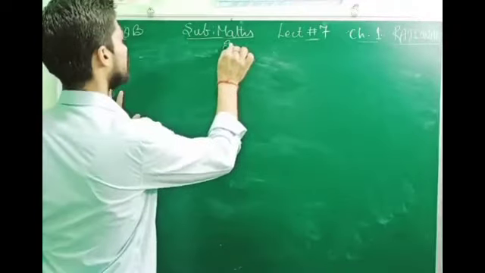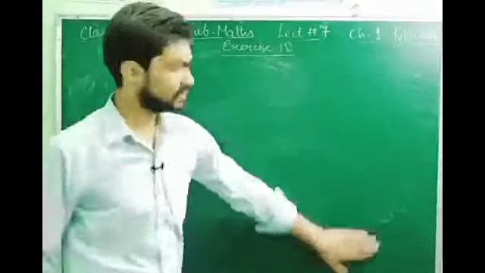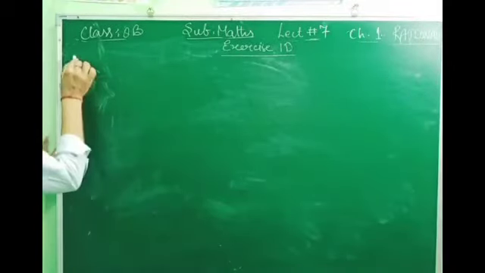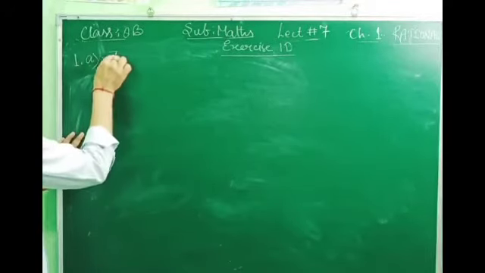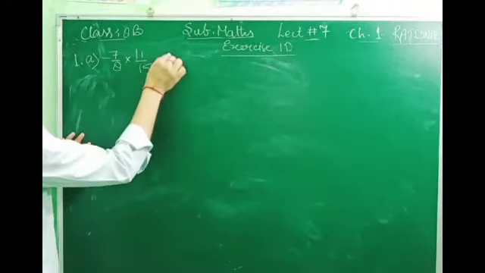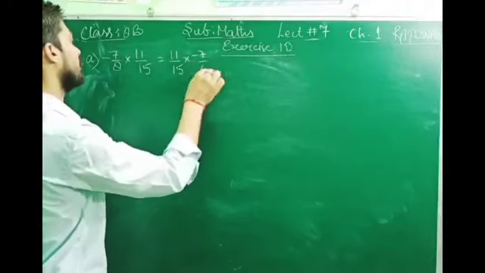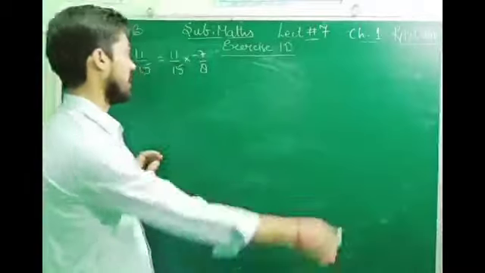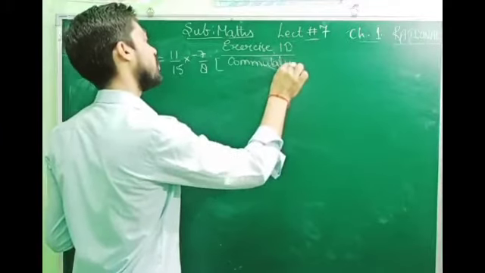Exercise 1D. First, state the property used by the following elements. You have to state the property. First, A. Minus 7 by 8 multiplied by 11 by 15 is equal to 11 by 15 multiplied by minus 7 by 8. Any guess which property this is? Yes? Answer is which one? Exactly, commutative property.